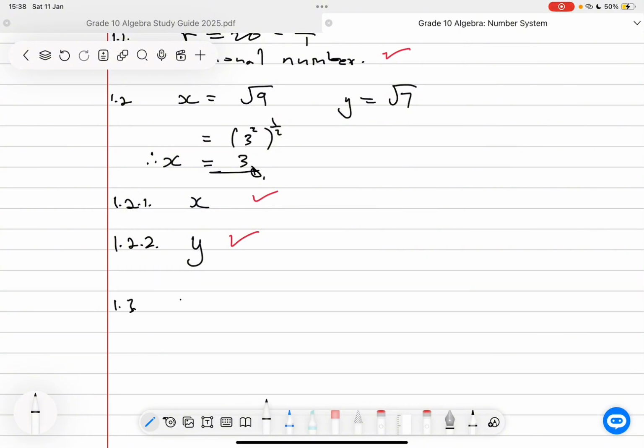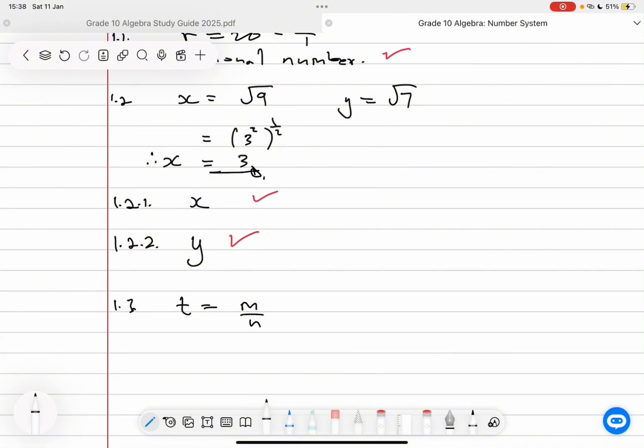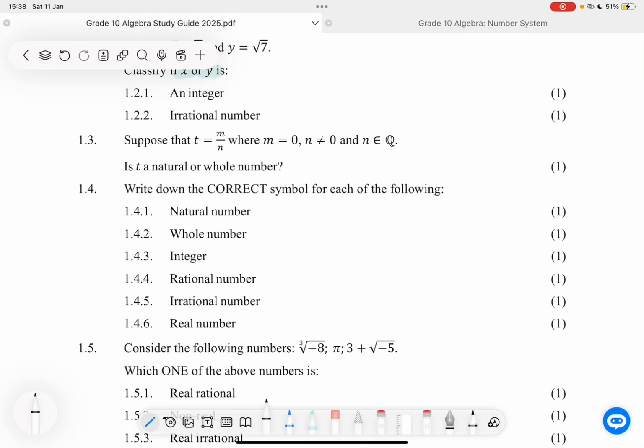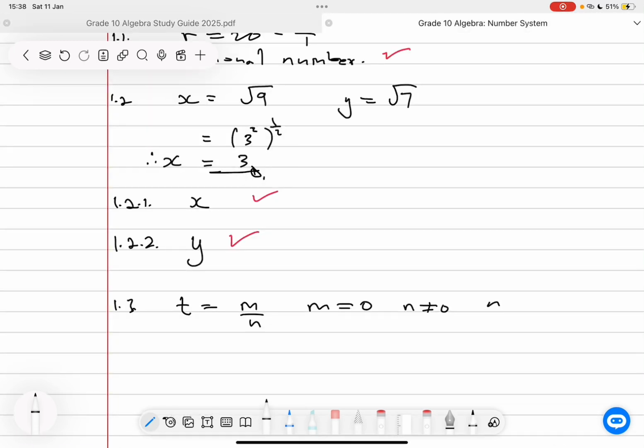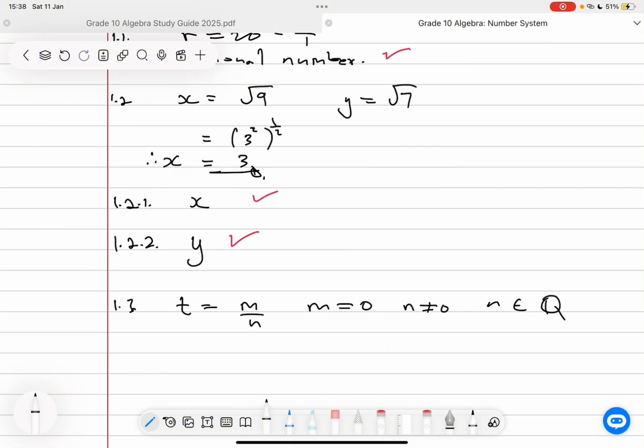One point three, they say t is equal to m over n, where m is equal to 0 and n is not equal to 0. So we're saying here m is 0, and n should not be 0, and at the same time, n can be an element of the rational numbers.